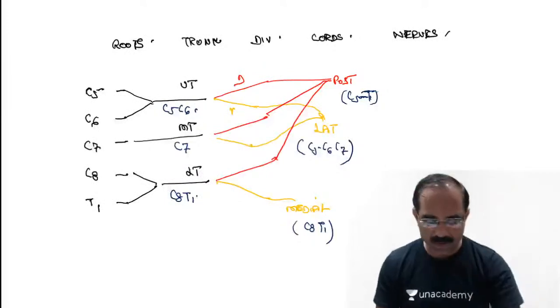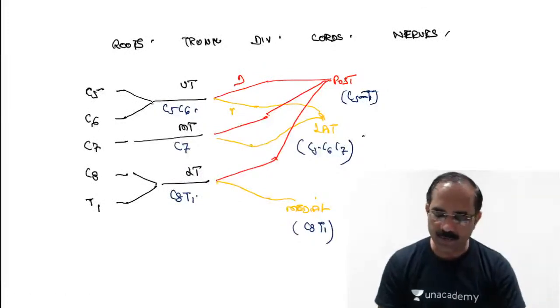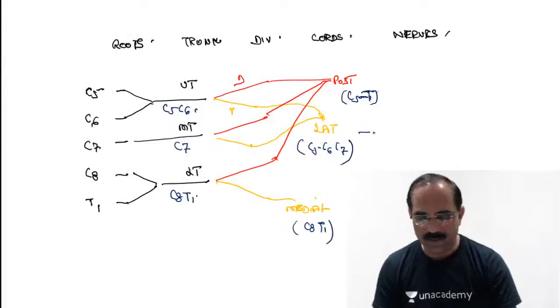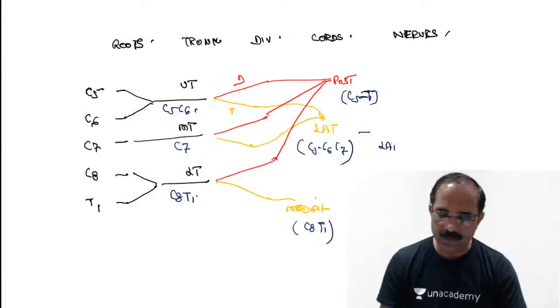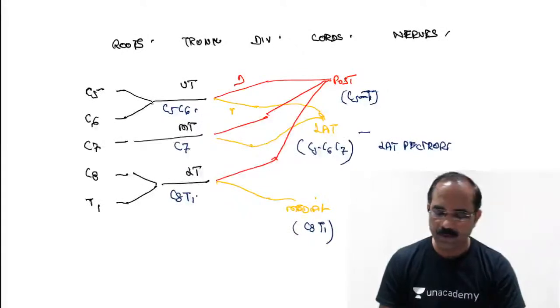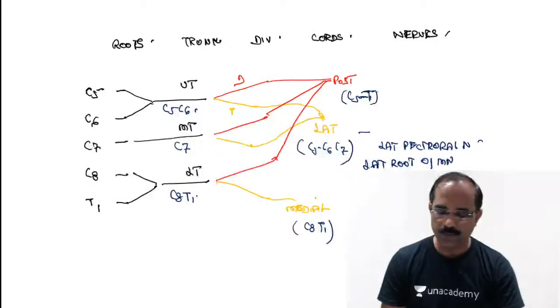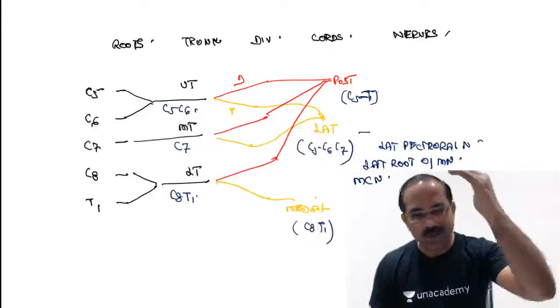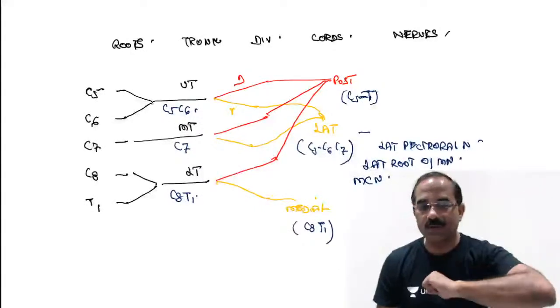Can anyone quickly tell me now what the branches of the lateral cord are? Lateral cord. I'll just enumerate this. Branches of the lateral cord: one is the lateral pectoral nerve. Second is the lateral root of the median nerve. And the musculocutaneous nerve.